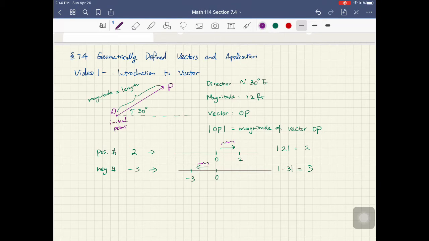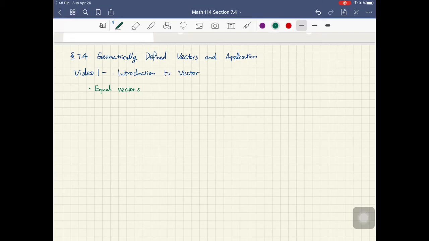So you can think that when we're talking about the magnitude of a vector, it's a similar concept to absolute value. However, when we're talking about vectors, it's not going to be that super clear. We normally need to calculate the length of the vector. The magnitude of a vector is similar to the absolute value of a real number.